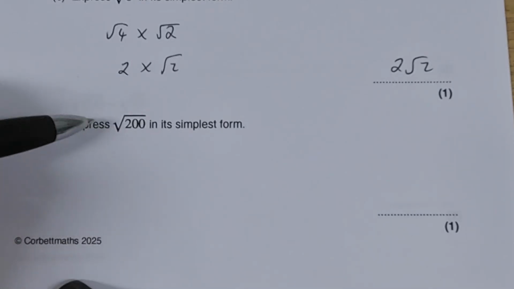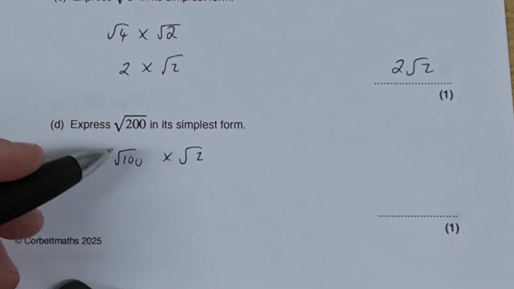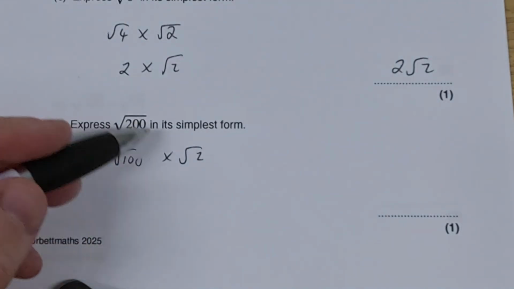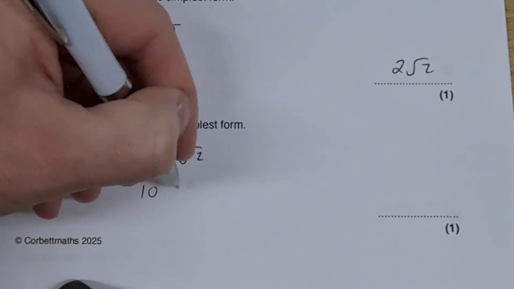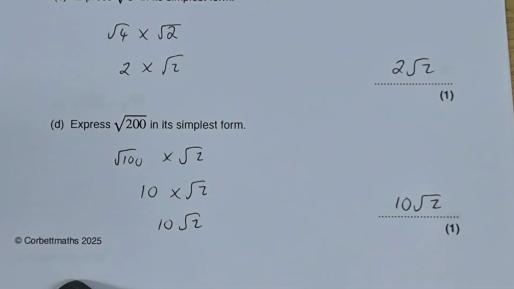So we've been asked to simplify the square root of 200. 100 is a factor of 200, and that's the biggest square number that's a factor of 200. So we're going to write the square root of 100 multiplied by the square root of 2, and 100 times 2 is equal to 200. The square root of 100 is 10, so we've got 10 times root 2, or 10 lots of root 2. So the answer is just 10 root 2. And that's it. That's our answer.